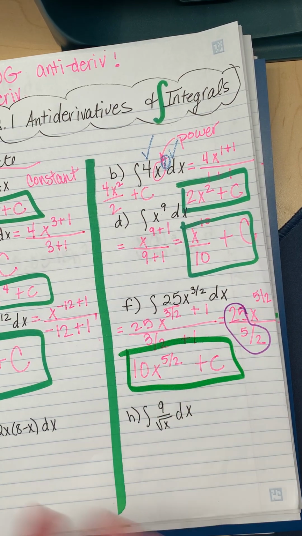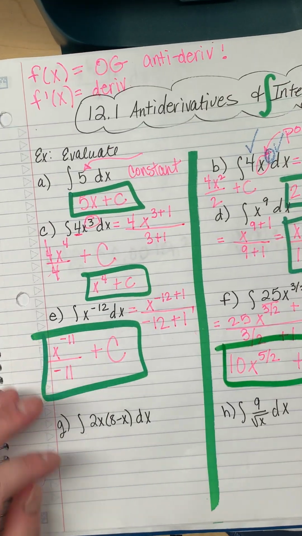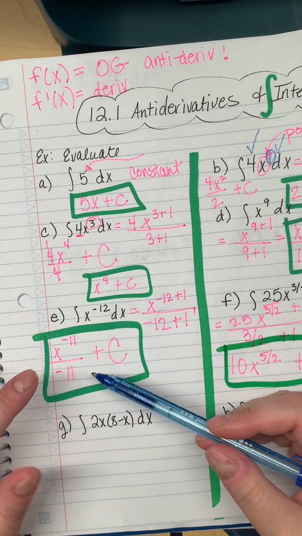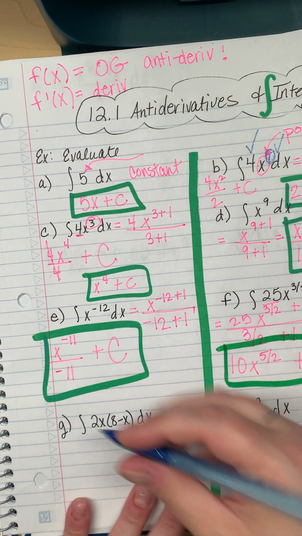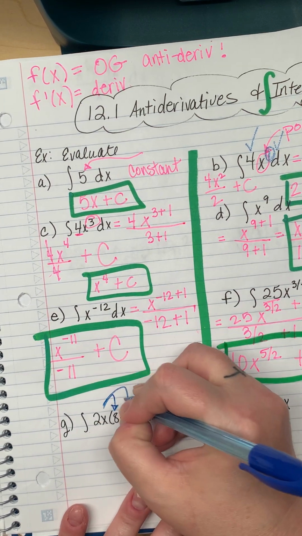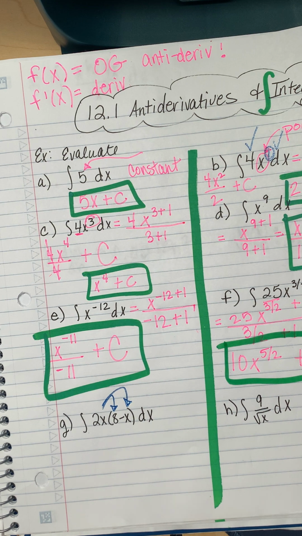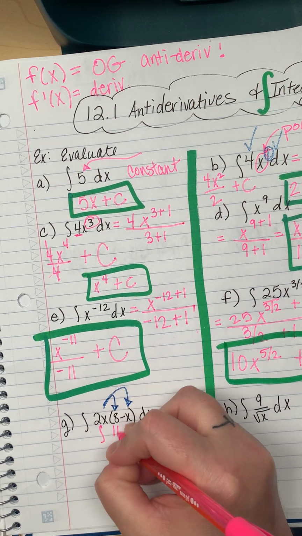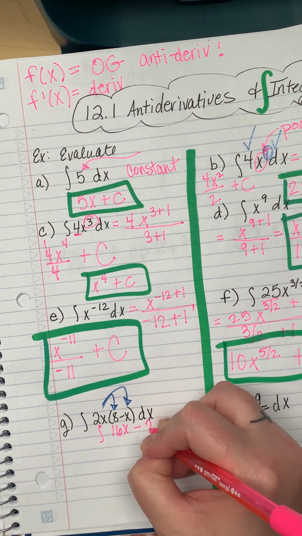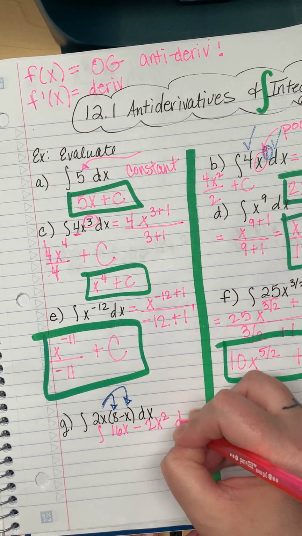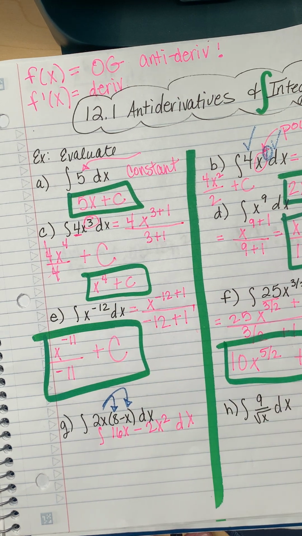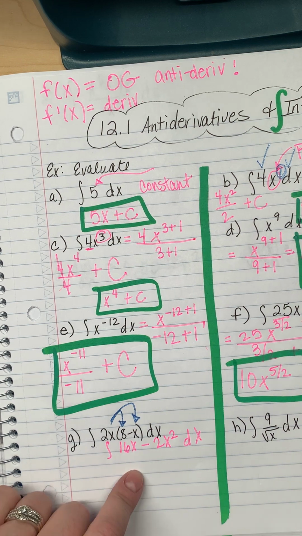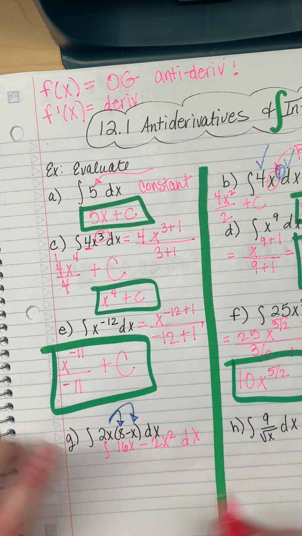All right, again, the next one looks like a trick, but the only thing we know how to do is this power rule. So I'm just going to go ahead and distribute this, and then it'll turn into something I can do. So this turns into the integral of 16x minus 2x squared dx. And then we're going to find the integral piece by piece. So first, let's do this 16x.